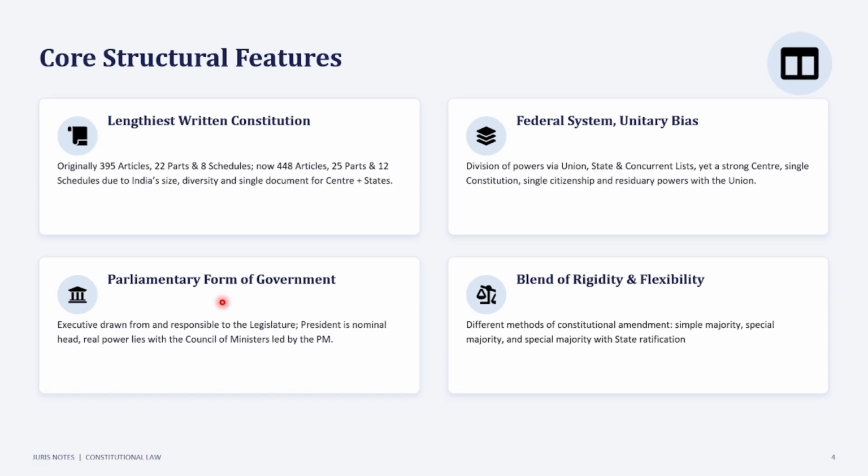And finally, we have the blend of rigidity and flexibility. Our constitution is neither completely rigid nor completely flexible. Different constitutional provisions can be amended through different procedures. Some can be changed by simple majority, some require a special majority, and certain federal provisions require a special majority along with ratification by at least half of the states. So that is why we describe our constitution as a combination of rigidity and flexibility.